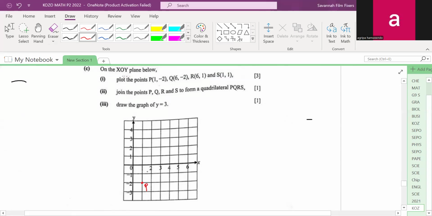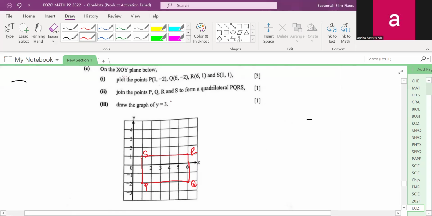So that's P. We start with the x, comma y. So Q is 6, comma -2, it's here, right? Yes. Then R is 6, comma 1, it's here. Then S is 1, comma 1, it's there. Then what are they saying? We join them to make a quadrilateral. It's a quadrilateral.